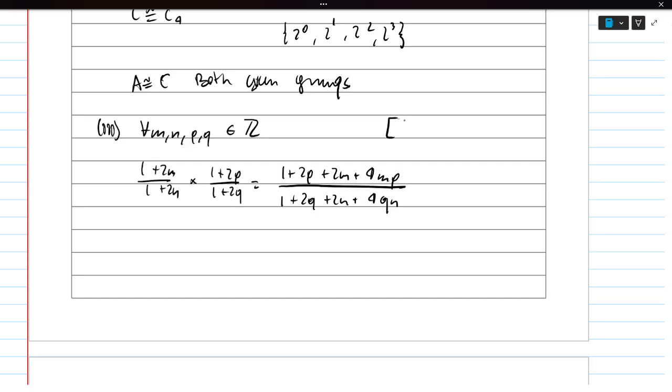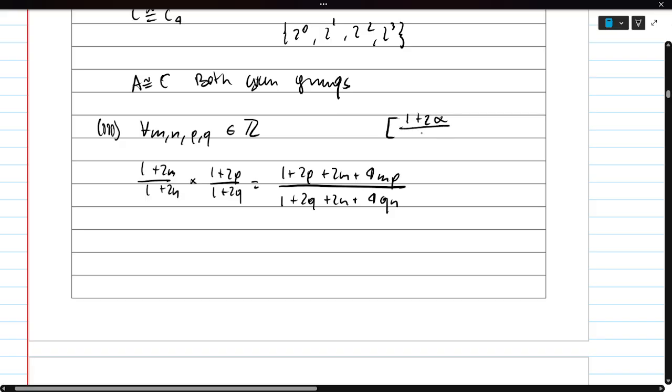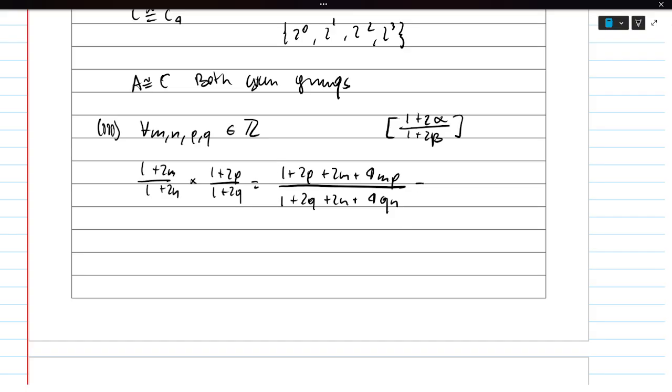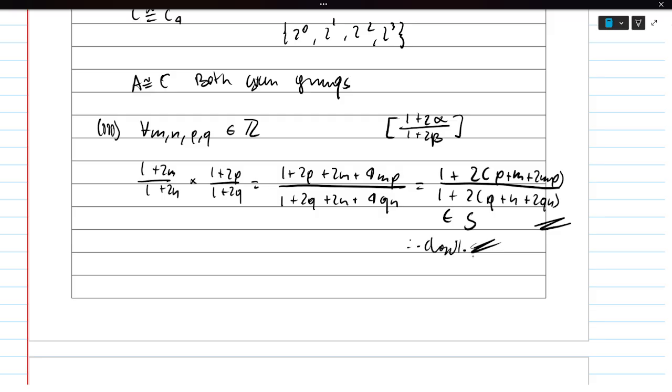This is my form that I need to write it in. I'm going to use different letters. This is the form I need to write in. So 1 is going to stay there. This is 1 plus 2 times P plus M plus 2MP over 1 plus 2 times Q plus N plus 2QN. And this is part of my set, I'm just going to call this S. So it is closed. Good. Now last part.